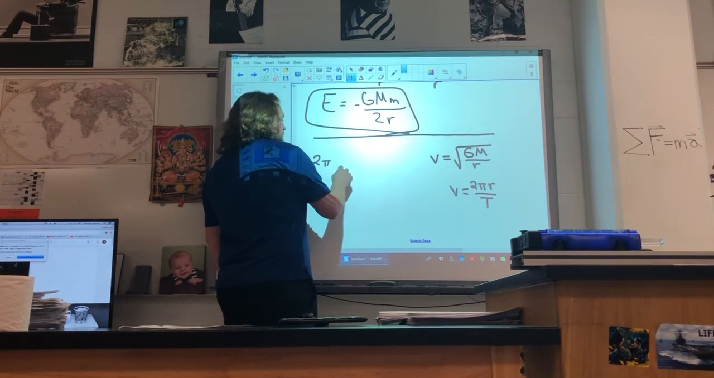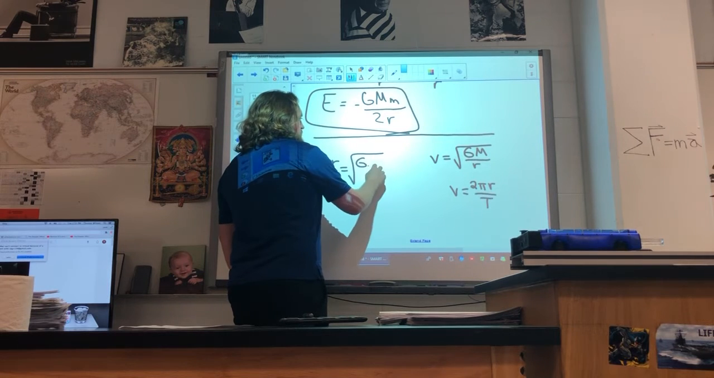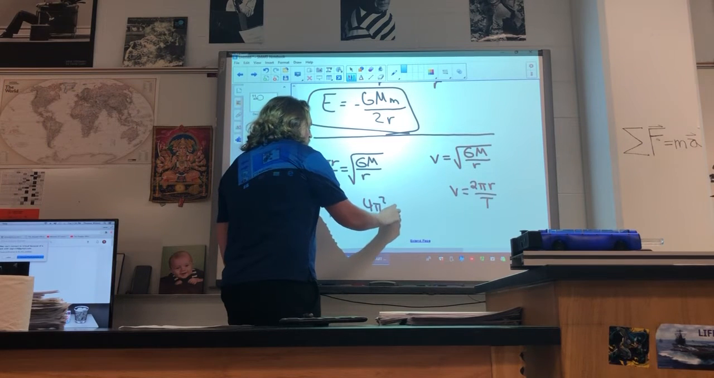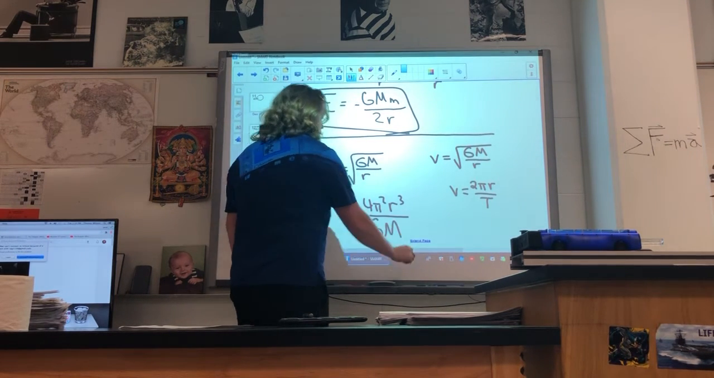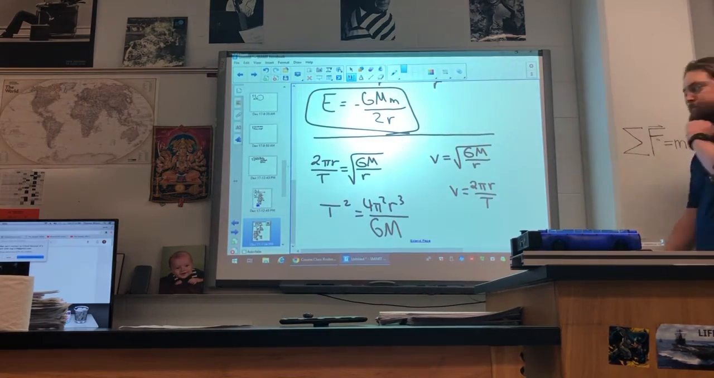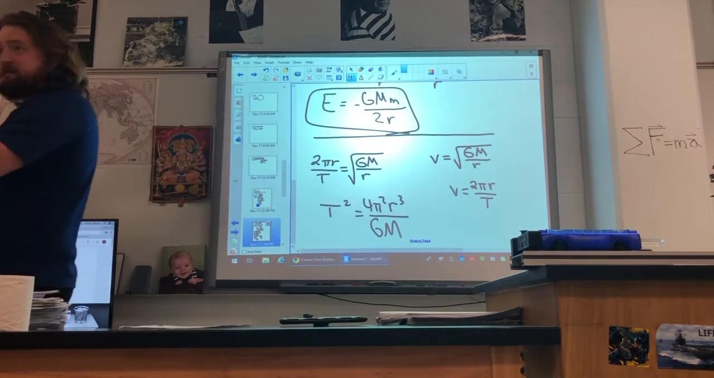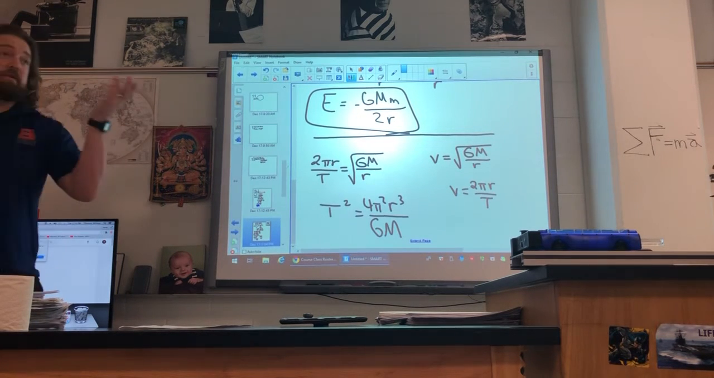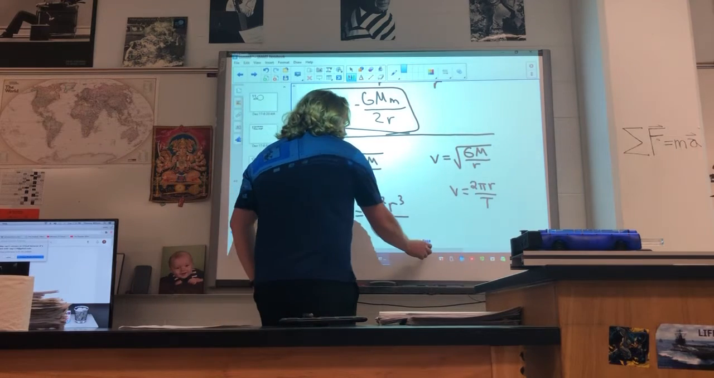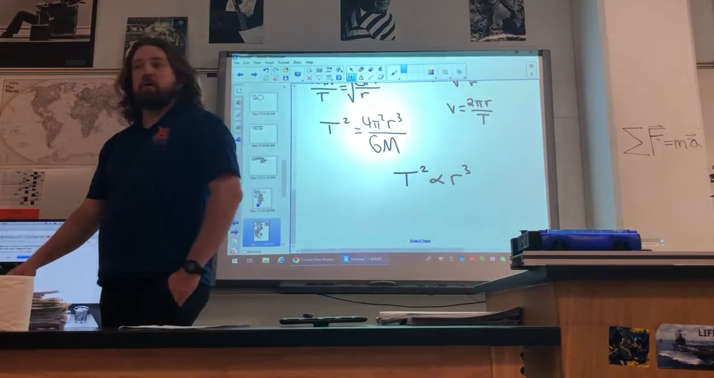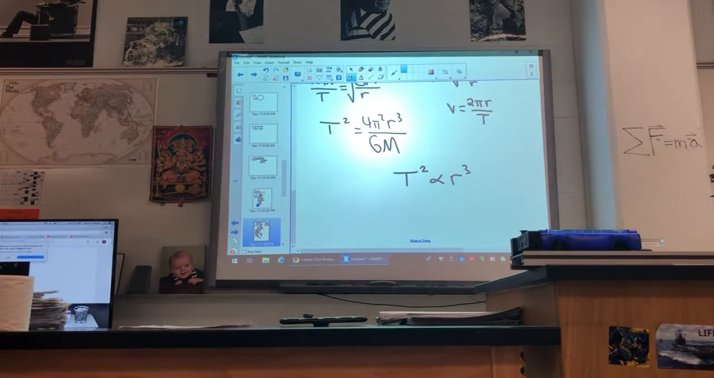So we get 2 pi r over the period equals root GM over r. So period squared will be equal to 4 pi squared r cubed over GM. In other words, I squared both sides, and then I rearranged and isolated for T. Can you do that derivation? We did it last year. What does that show about the relationship between period and radius? Period squared is proportional to r cubed. We're going to talk about that as one of Kepler's laws tomorrow and make a connection.